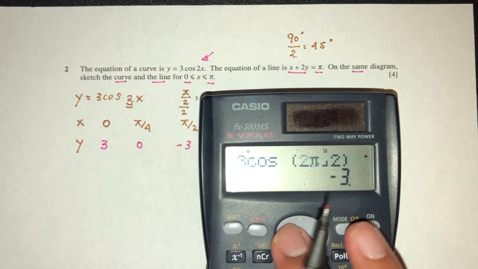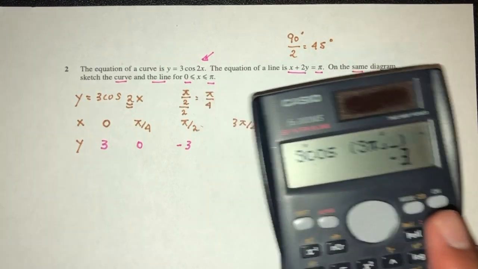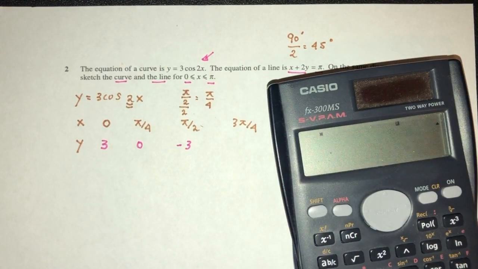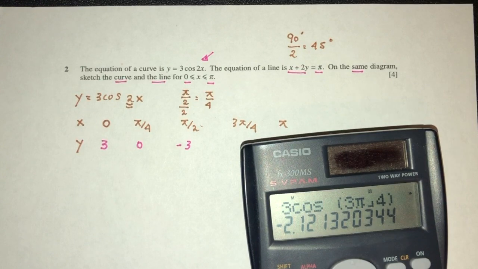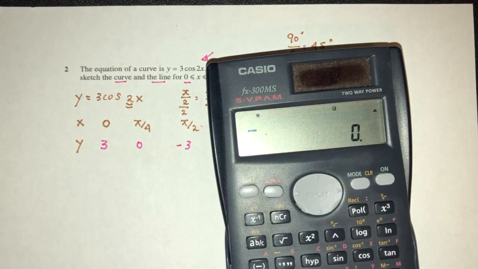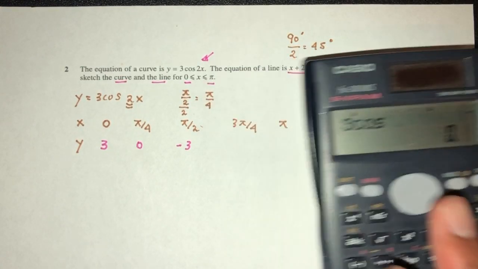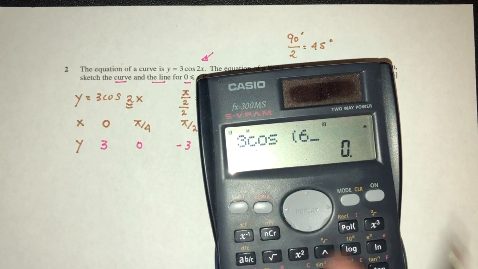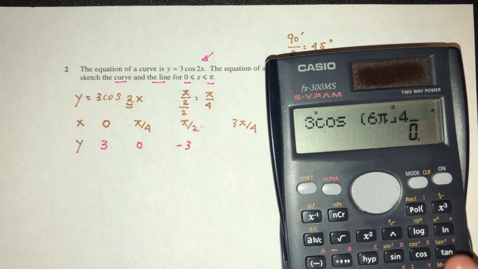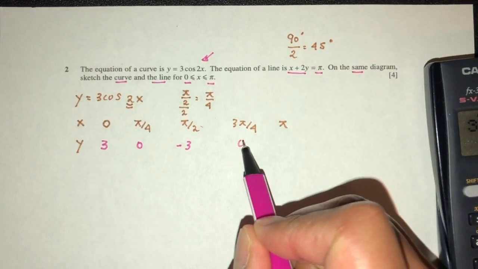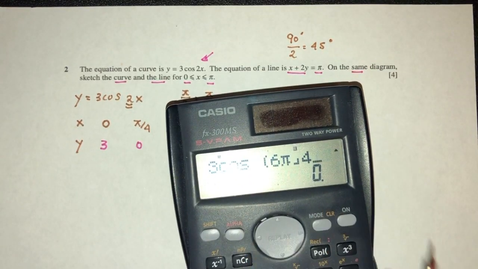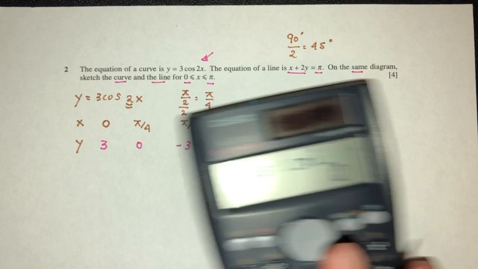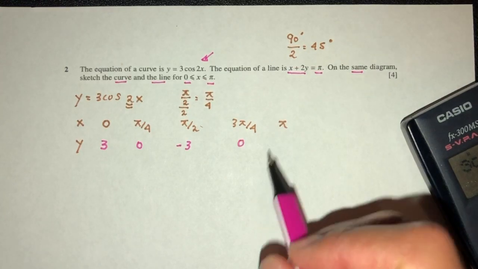Here we have 3 pi over 4. I'm missing 2 again, my apologies. So you have 3 cos, 2 times 3 is 6 pi over the value of 4, that will be 0. And finally, just for pi, that should be 2 pi, because here we have 2, we don't miss out the value of 2, right? That should be 3.